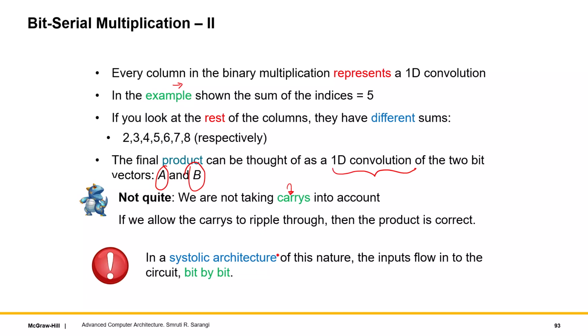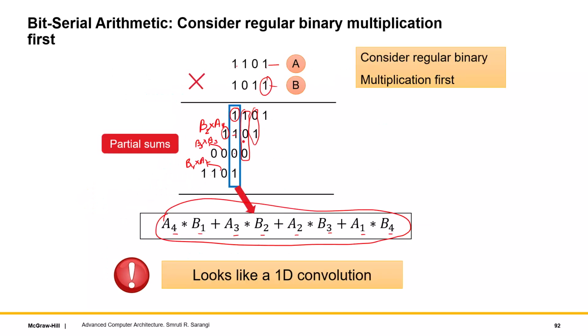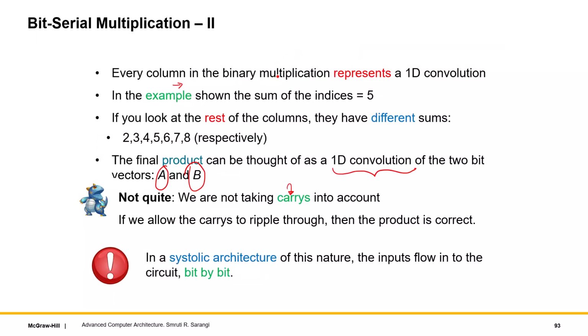So what we can do is create a systolic architecture where the inputs flow into the circuit bit by bit and you compute these convolutions, and then of course take care of the carries later. But what this suggests is that a systolic array to process these bit sequences can definitely be created because it is a 1D convolution, and then the next stage would be to let the carries ripple through, but most of the hard work could be done by the systolic arrays for the 1D convolution part.